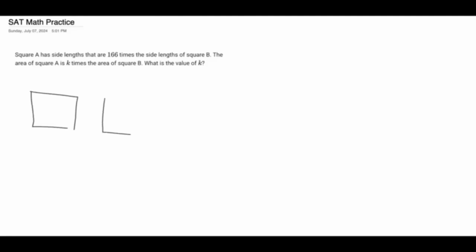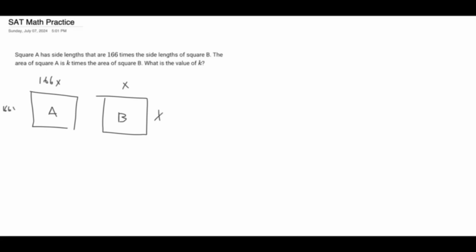So I'll just draw 2 squares. So let's call this one square A and this one square B. All right, and we know the side lengths of A are 166 times the side lengths of B. So if the side lengths of B are X, call it X, then A would be 166X. I'll just put those on both sides.